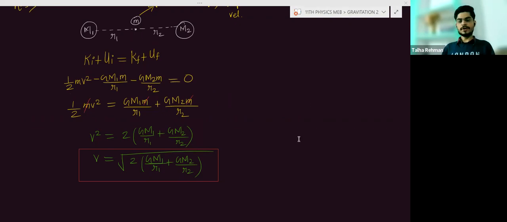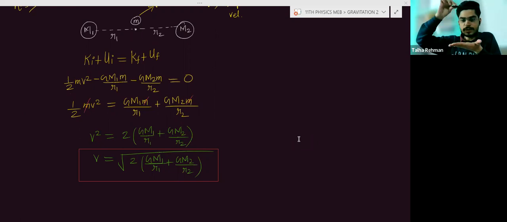Okay. So now we will discuss, suppose this is the earth surface, and I am taking one body from the surface of the earth to a height h. We will see what is the potential energy.